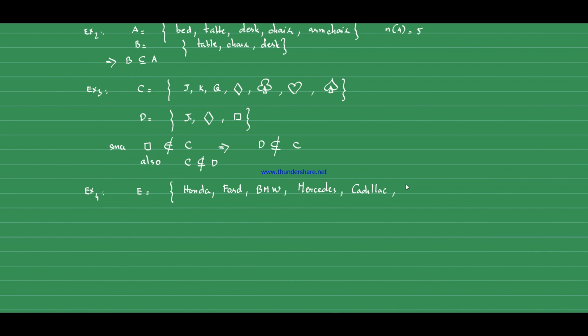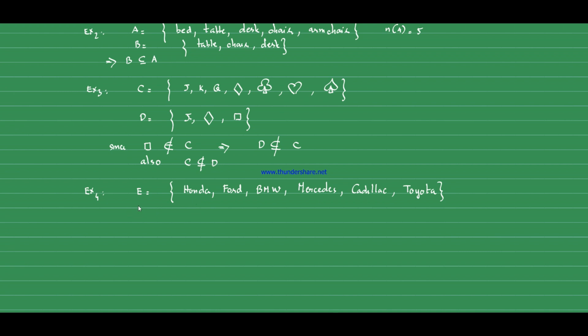Then over here I have a Toyota. Okay, Toyota. So I have the set like this. They have six elements, so the cardinality for this set is 6. Now, what is interesting is this: I can create another set, and this set over here has all the elements of set E.